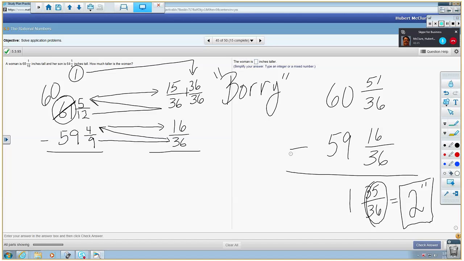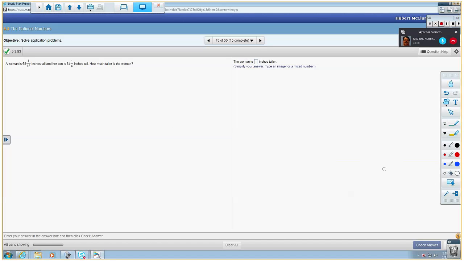Let y'all do this one. And you'll have to borrow. This one says, let me blow it up. Does somebody have a question? There you go. I'll read it. A woman is 68 and 1/18 inches tall, and her son is 64 and 1/4 inches tall. Subtract them.